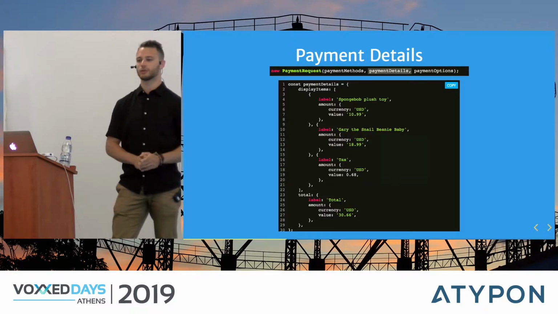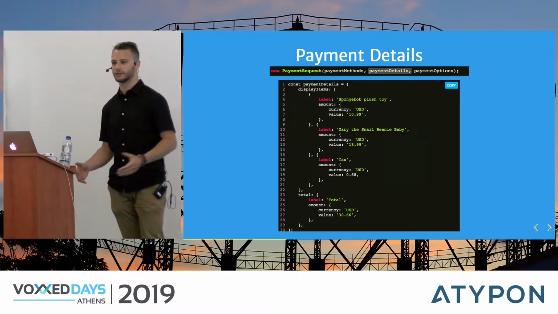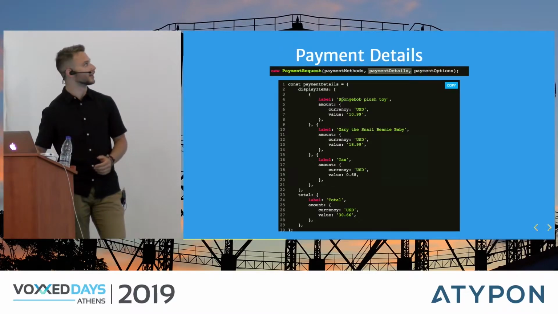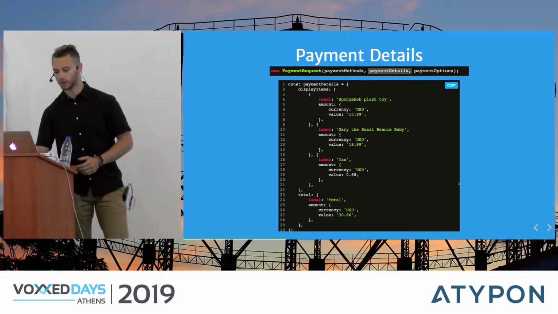The second attribute when you're constructing a payment request object is the details. And so this is where you're going to break down everything that the user is buying. You can see here a list of display items. We're laying out a few different toys that the user is going to buy, and a total.